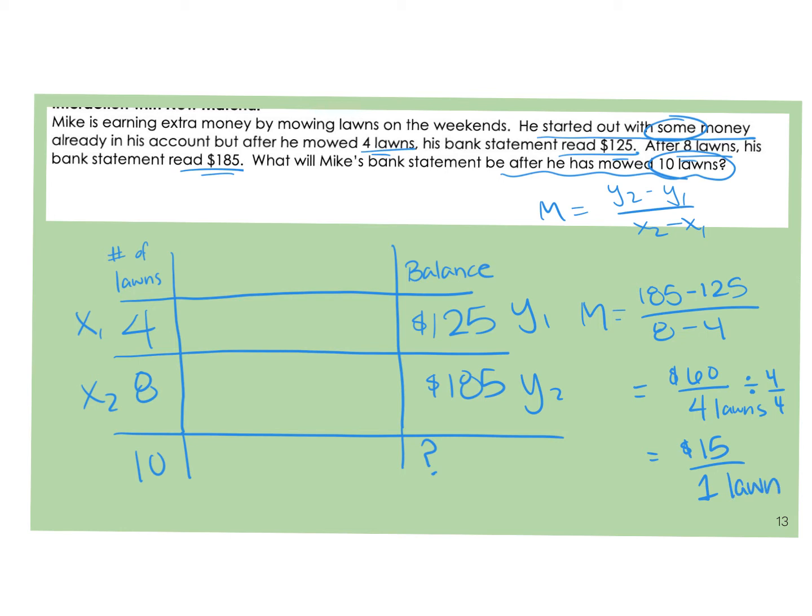So now I can figure out 10 lawns because he's got 185 and he's going to add 2 lawns. So 2 times 15, which is 30. So 185 plus 30 will give him $215 after he's mowed 10 lawns.